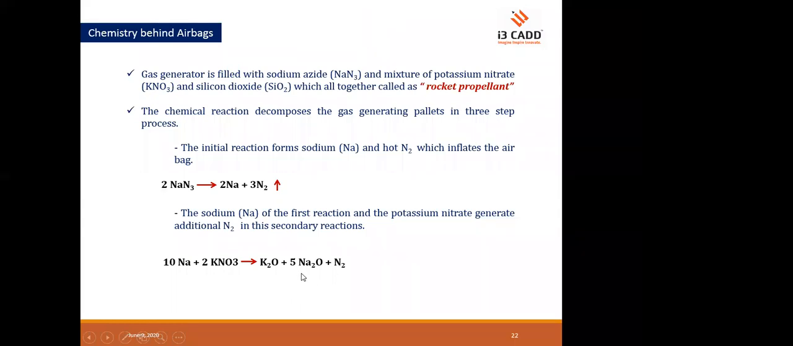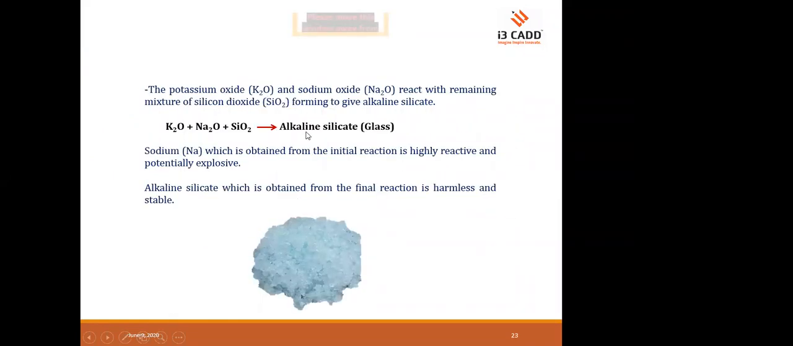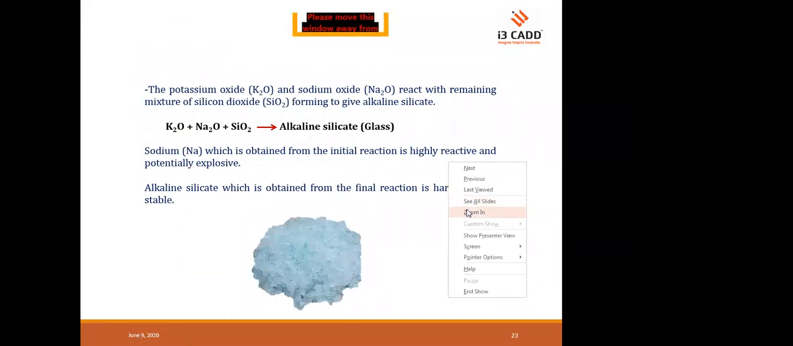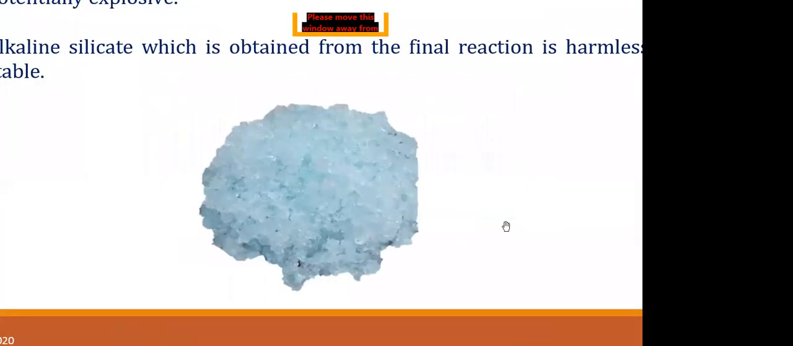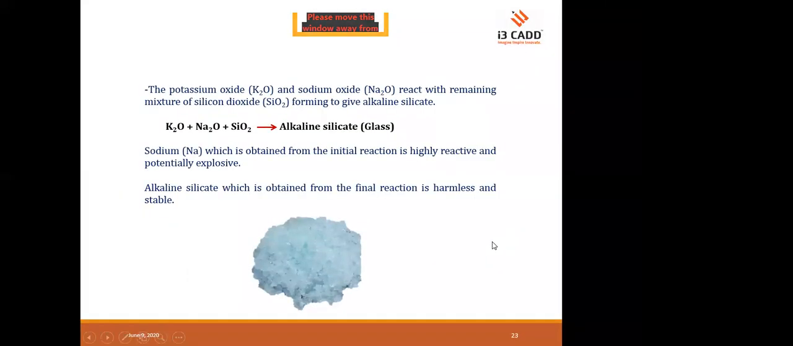So these two oxides are now allowed to react with the remaining silicon dioxide in the third reaction to produce alkaline silicate. The chemical term is glass. They generally refer to this alkaline silicate as glass because of the nature of the chemical. See here, because of the glassy crystalline nature, it got the name glass.